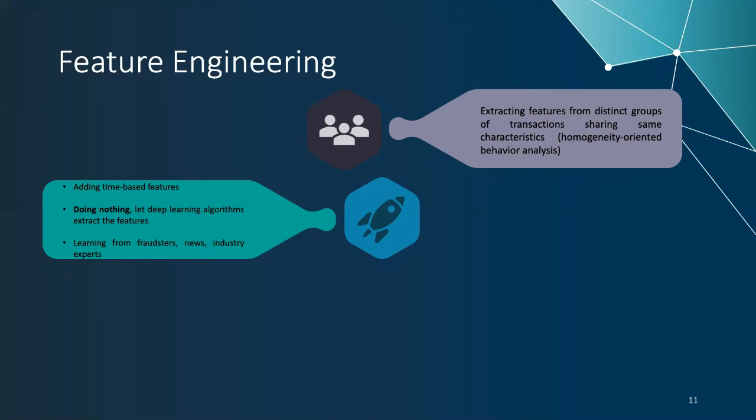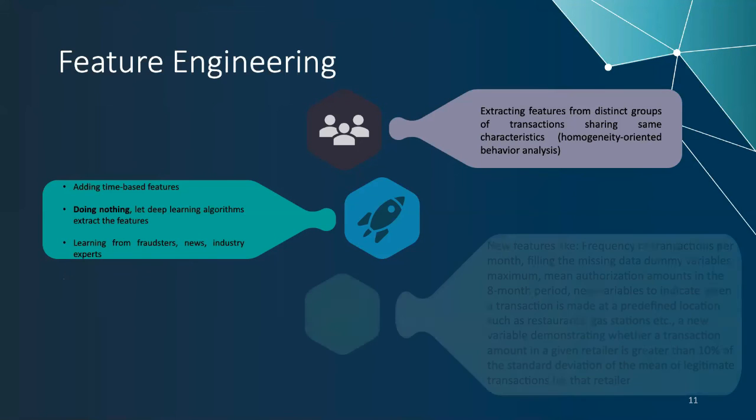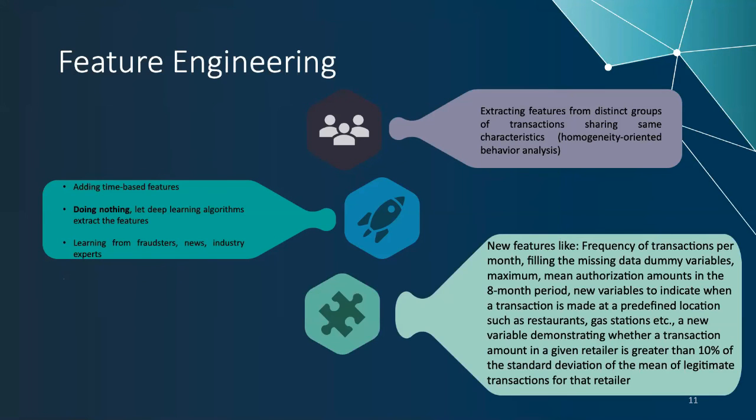And in some approaches, researchers learn from fraudsters online. They follow the news or industry experts to learn to extract some new features. And there are some new features like frequency of transaction per month, or, of course, dummy variables. We could fill them. And an interesting one would be to extract the location part, because the actual location of the transaction could be very important.